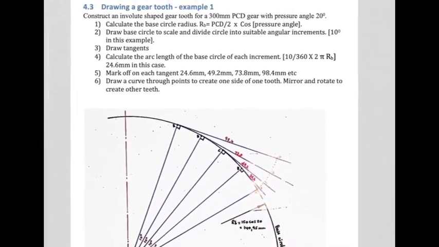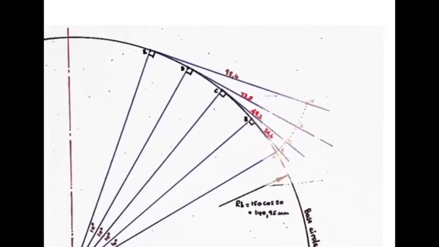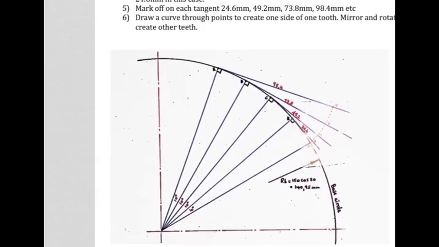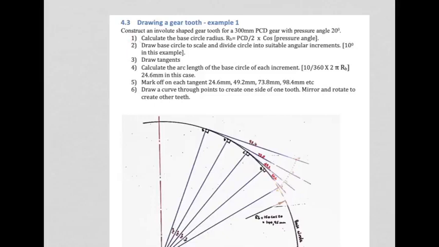drawing your base circle radius, which in our case is 140.95 millimeters, which is based on the pitch circle radius times cos of the pressure angle. So that's fine. And that's going to give us this circle. So we're going to set our compass to that radius and we're going to draw a circle like that. So that covers step one. We've drawn the base circle.